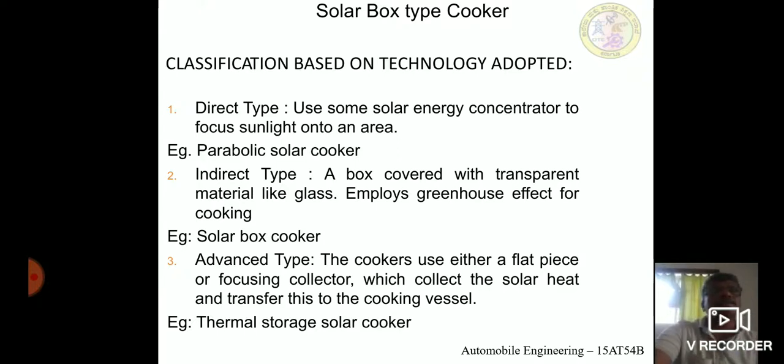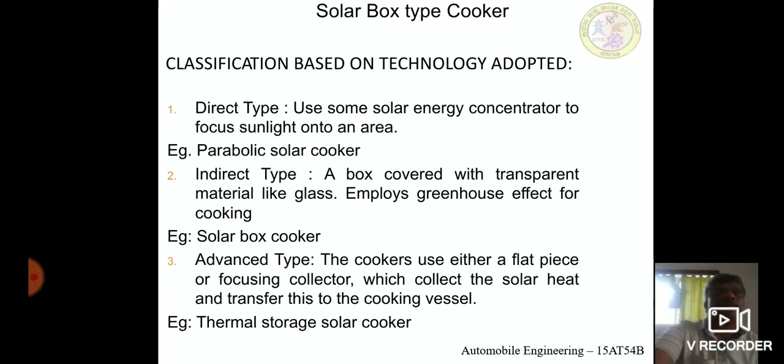Here it is a box and there is a transparent glass cover to receive the sunlight, and a reflector. The glass cover receives sun rays, and the reflector sends them to the container where heating is required. It also employs the greenhouse effect. As I told you, gases on the earth's surface absorb more heat, which emits more heat energy. That greenhouse effect is also used. The best example for this is the solar box cooker.